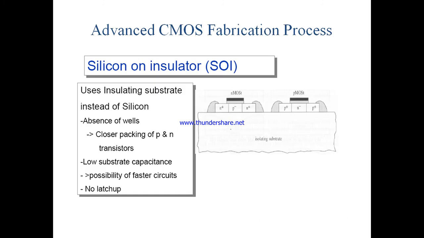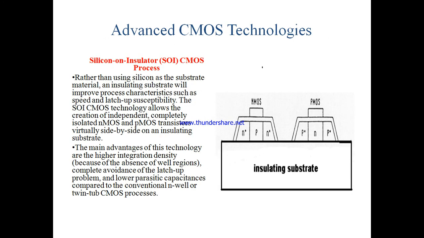And the next processing technology is the silicon on insulator, SOI, technology. It uses an insulating substrate instead of silicon. With the absence of wells, closer packing of P and N transistors, low substrate capacitance, and the possibility of faster circuits, there is no latch-up condition.